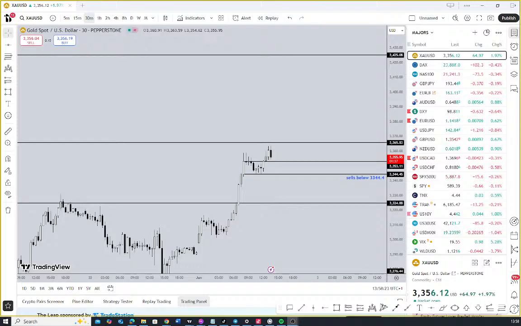Mate, I can't stand dirty charts. I literally have 4 or 5 lines tops. That's it.